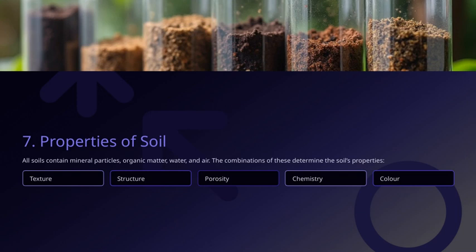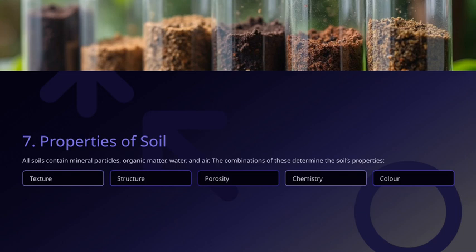Porosity is another important property. It's about the amount of pore space within the soil. High porosity means more spaces for air and water to occupy, which is vital for healthy plant roots and microbial activity. Chemistry, of course, involves the soil's pH and nutrient content, which directly influence plant growth and soil health. And finally, color, although it might seem simple, can tell us a lot about the soil's composition and fertility.